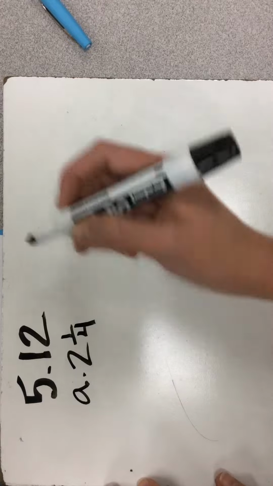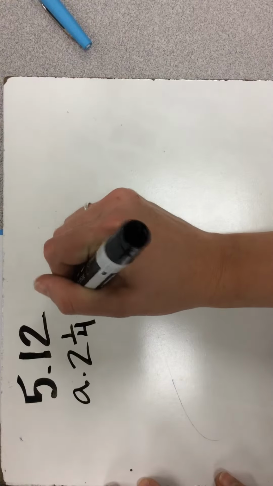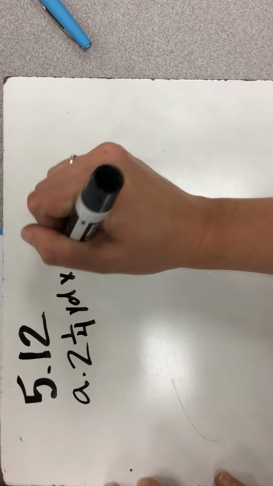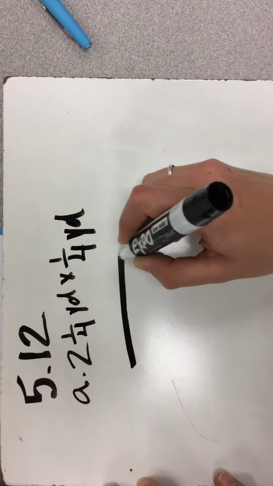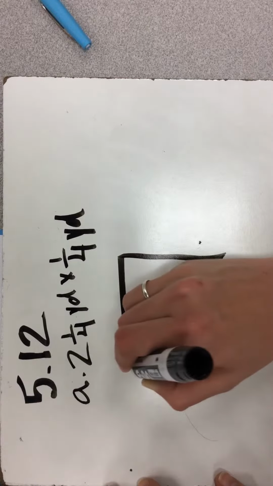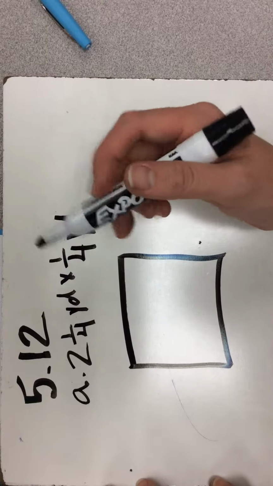So 2 and... Sorry about that. 2 1/4 yard times 1/4 of a yard. Okay, so first I'm just going to draw my rectangle. Okay, and all I'm doing is an area model. Remember, we're not tiling, we're just decomposing this.